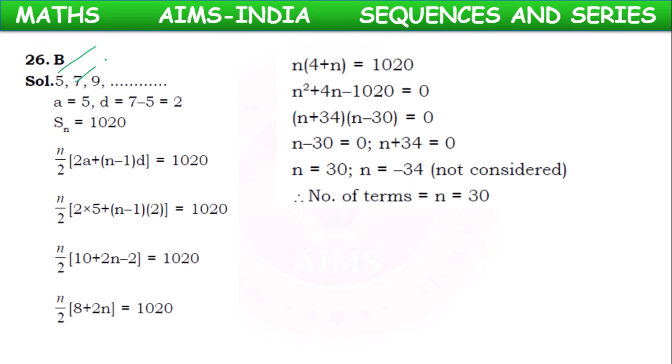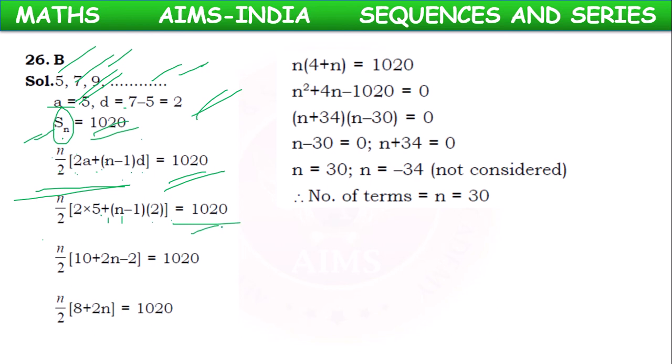So the given sequence is 5, 7, 9 and so on, where a equals 5, common difference is 2. Sn, the sum of n terms, is 1020. Sum of n terms formula: n by 2 into (2a plus (n minus 1) into d), which is equal to 1020. So n by 2 into (5 plus (n minus 1) into 2) equals 1020.